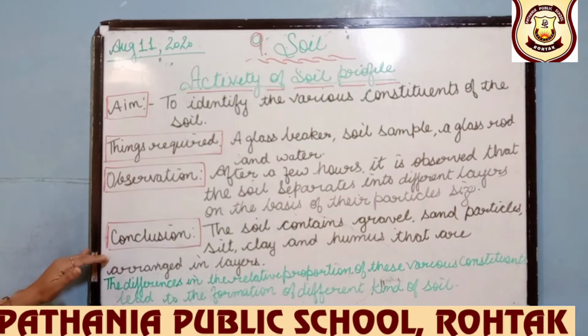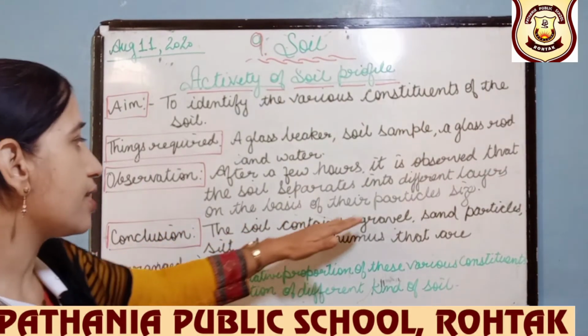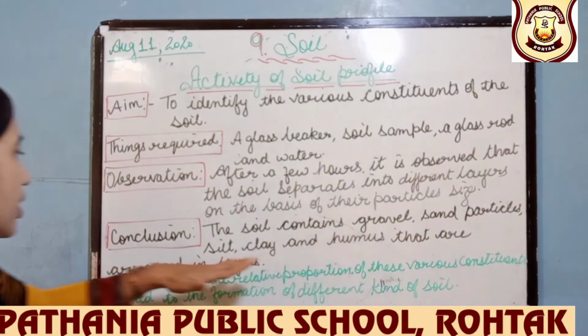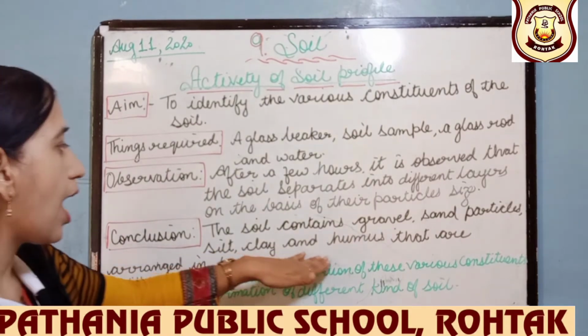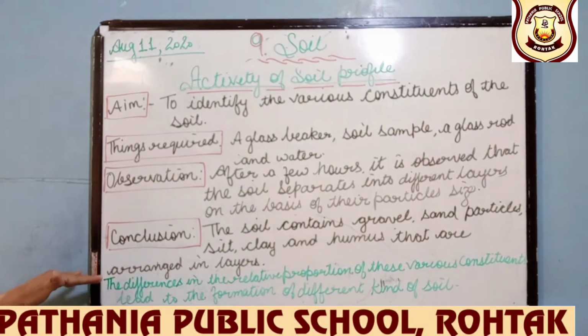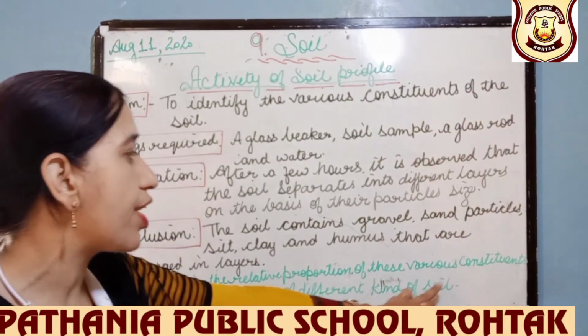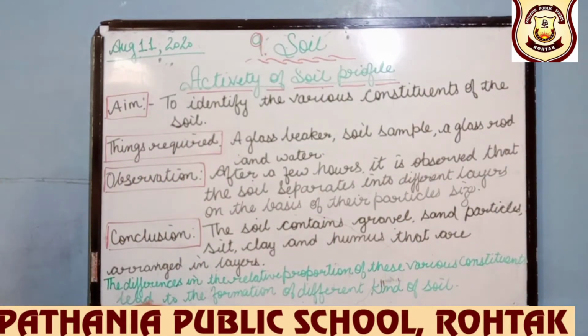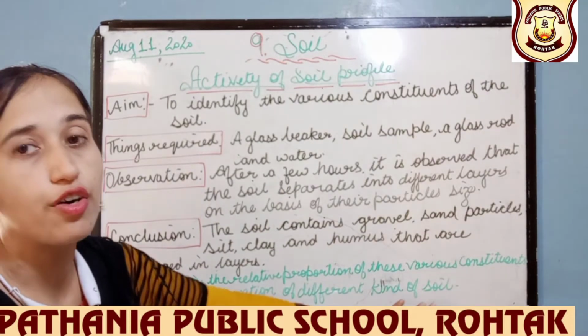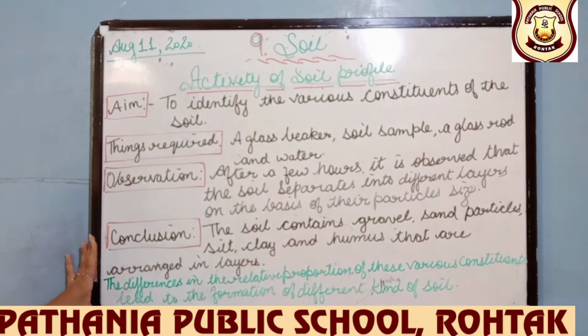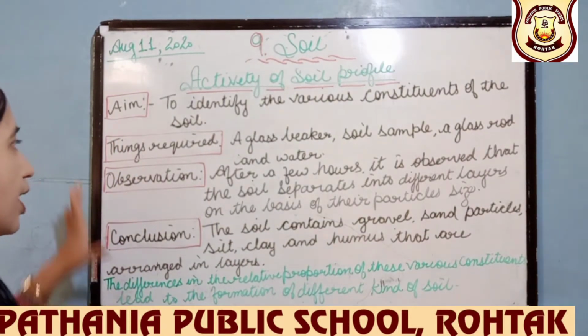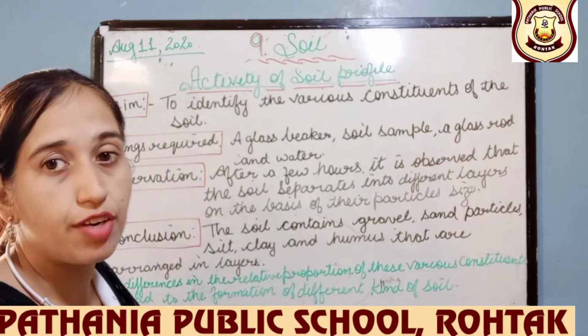What is the conclusion? The soil contains gravel, sand particles, silt, clay and humus that are arranged in layers. It will be arranged in the layer. This will be the conclusion. The difference in the relative proportion of these various constituents leads to the formation of different kinds of soil. This all you will write under the conclusion, and this all you have to write in the practical file.